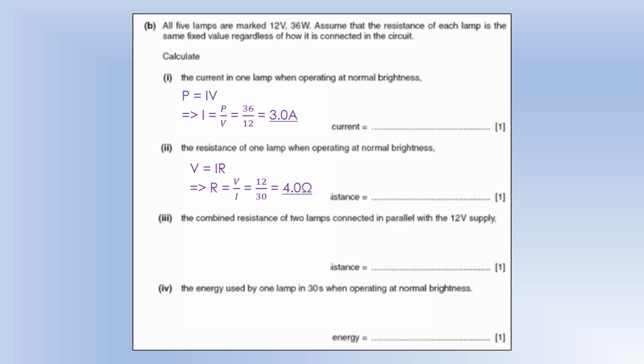The combined resistance of 2 lamps connected in parallel with a 12 volt supply. So if they're in parallel, we need to use our reciprocal rule. Both of them are identical, so they're both a quarter, so we end up with resistance equals 2 ohms. We've got half of them essentially. The energy used by a lamp in 30 seconds, I'm going to use E equals PT. We know the power, we know the time, so we can calculate what the energy is.